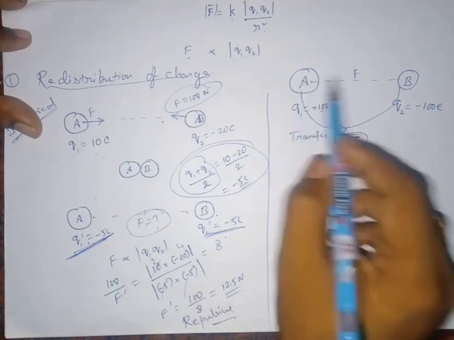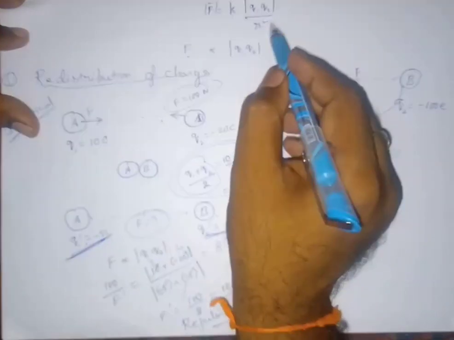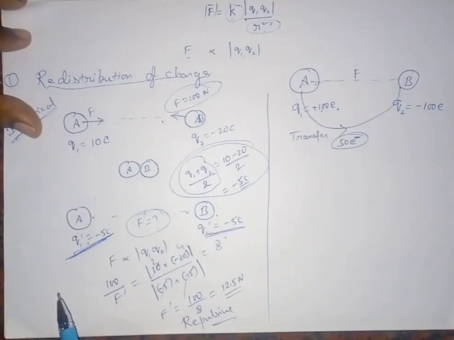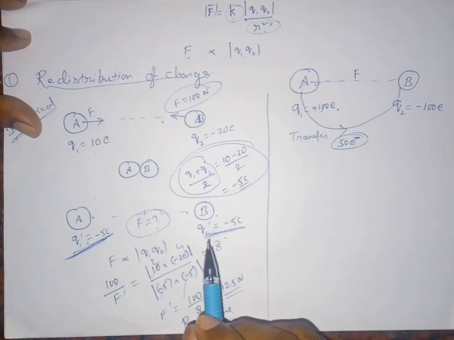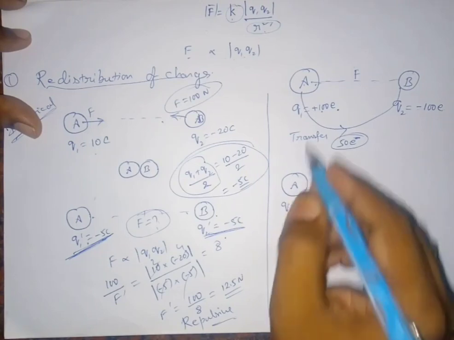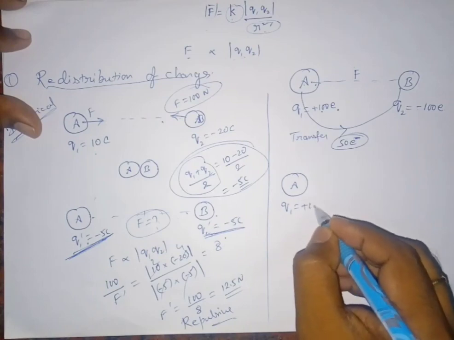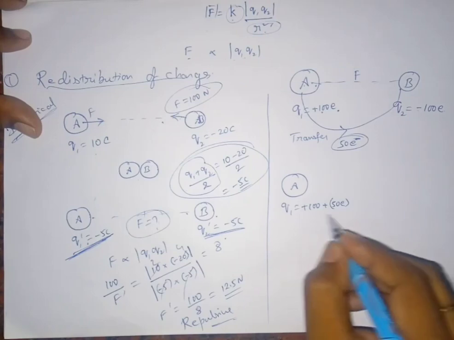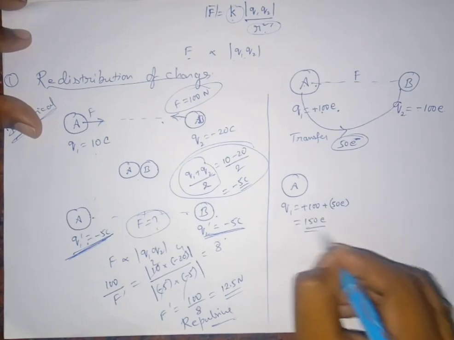When we transfer, the charges of A and B would definitely change, but the distance is not going to change. If the distance and the medium are not going to change, F is proportional to mod Q1 Q2. So what are the new charges after the electrons are transferred? When electrons are removed from body A, it gains positive charge, so add positive charge to it, plus 50e. So we added some positive charge, which is going to be equal to 150e.